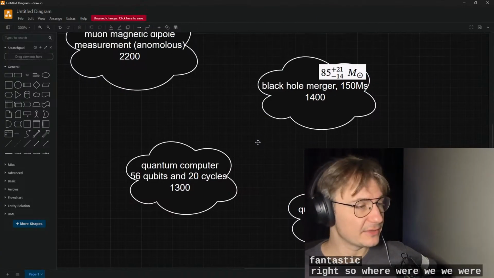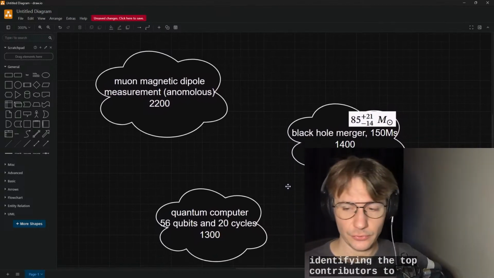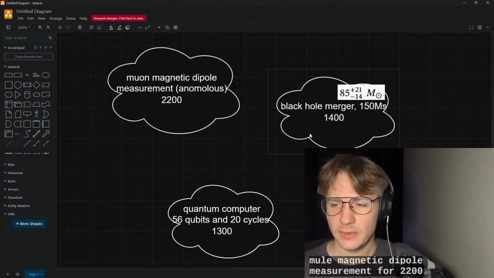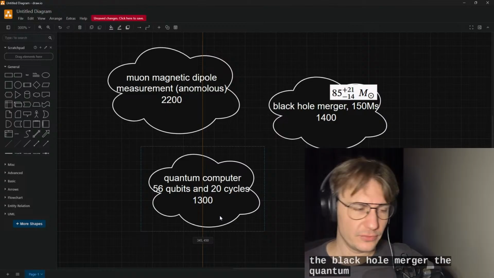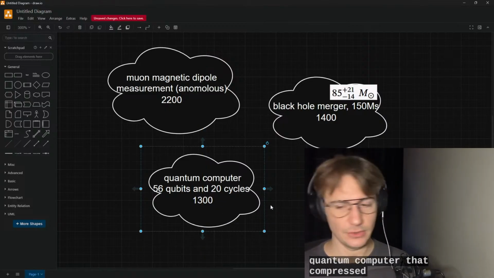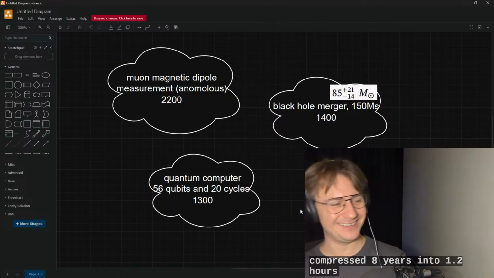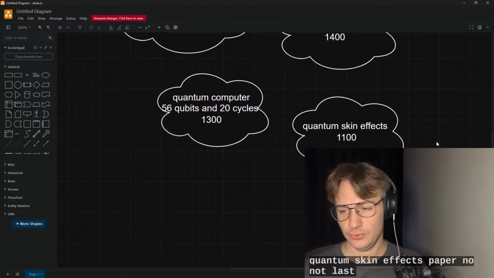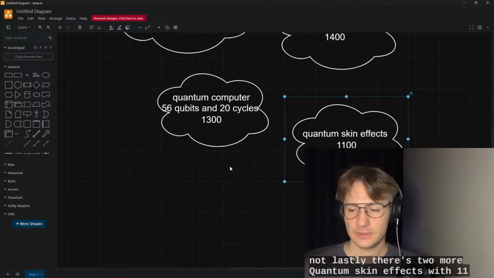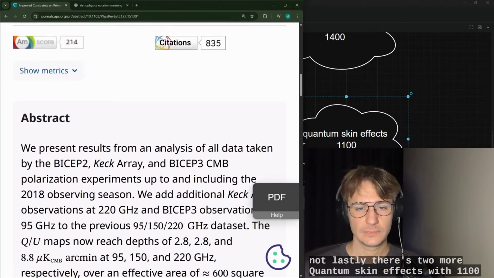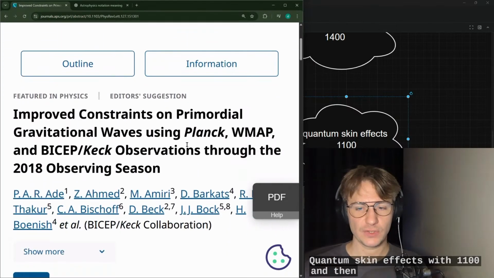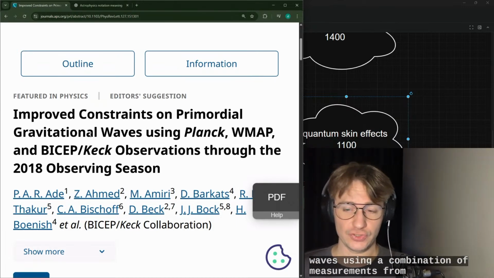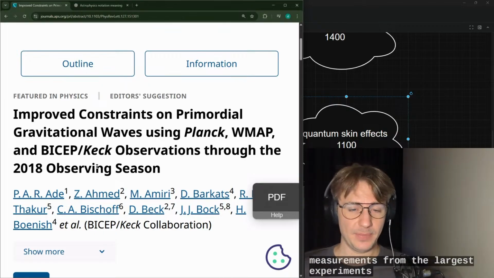We were identifying the top contributors to Phys Review Letters over the last 5 years, and so far we've reviewed the muon magnetic dipole measurement for 2,200 reviews, the black hole merger, the quantum computer that compressed 8 years into 1.2 hours somehow, and lastly, the quantum skin effects paper. No, not lastly, there's 2 more. Quantum skin effects with 1100. And then some measurements on the primordial gravitational waves using a combination of measurements from the largest experiments: WMAP, BICEP, Keck.